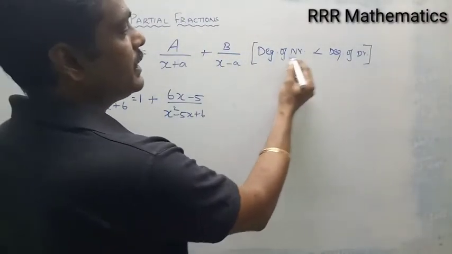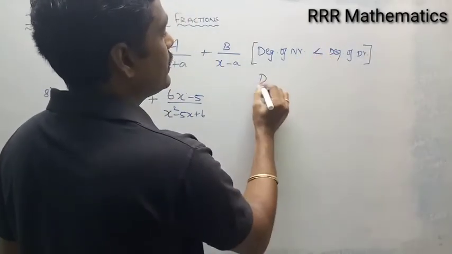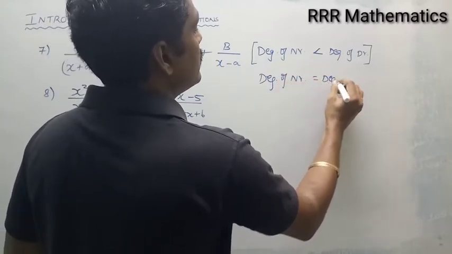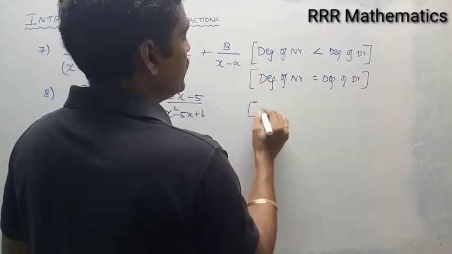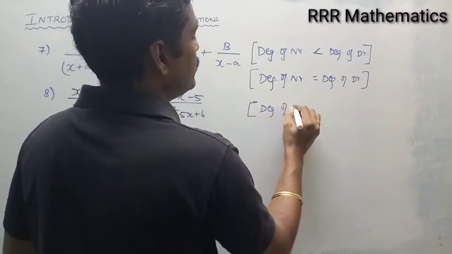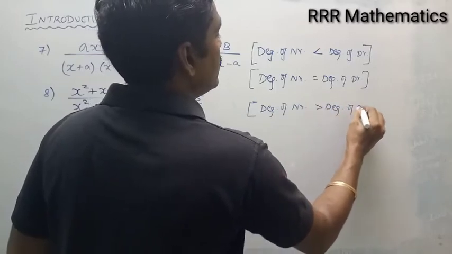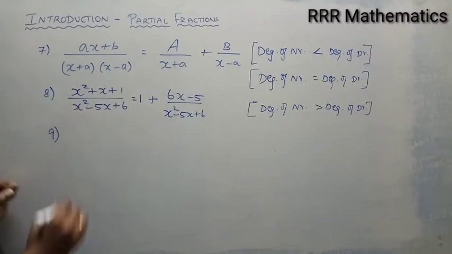First, degree of the numerator less than the degree of the denominator. Then degree of the numerator equal to the degree of the denominator. Now we will discuss degree of the numerator more than the degree of the denominator. Here also I will consider one example to explain in a better way.